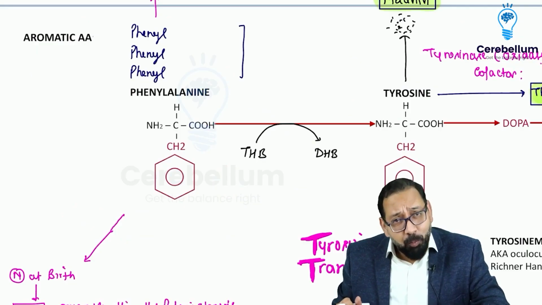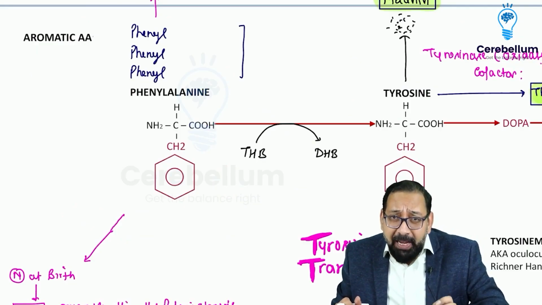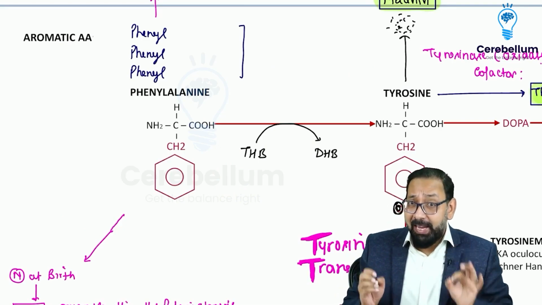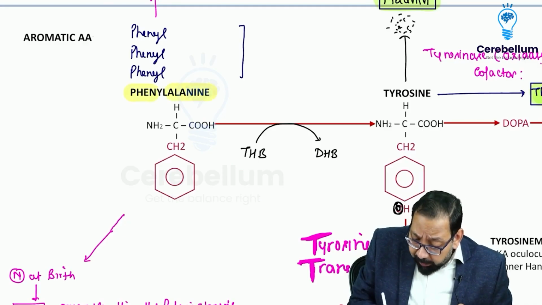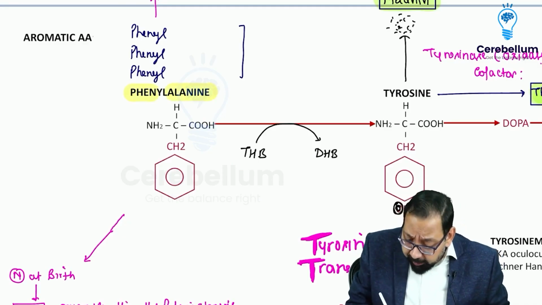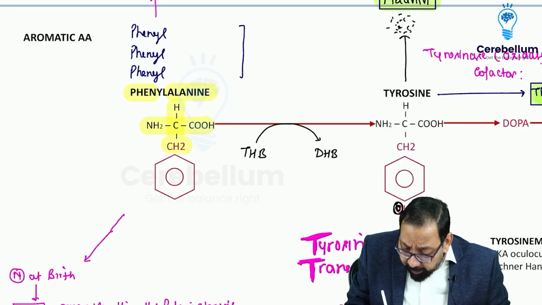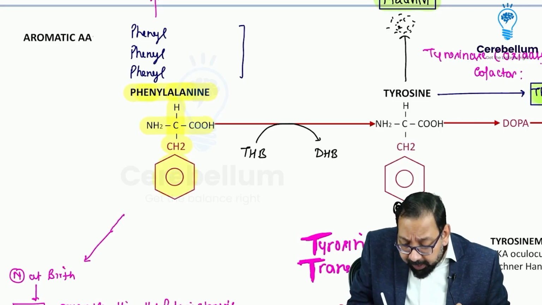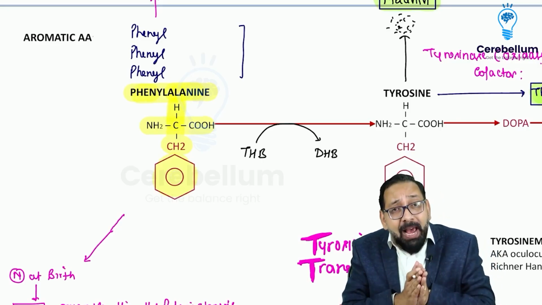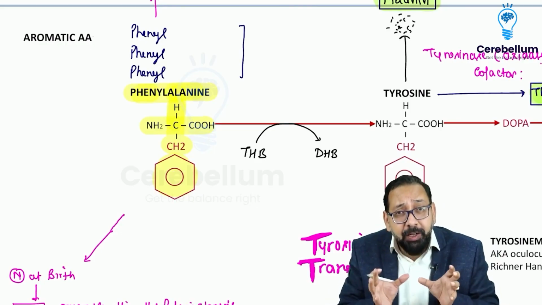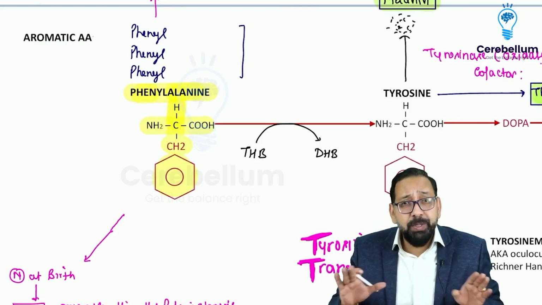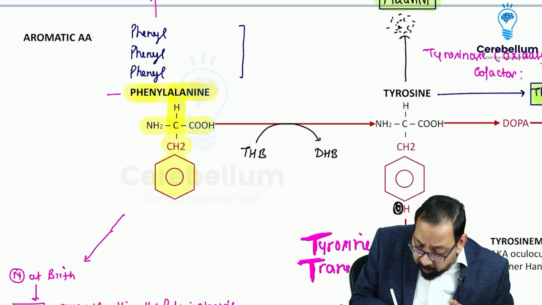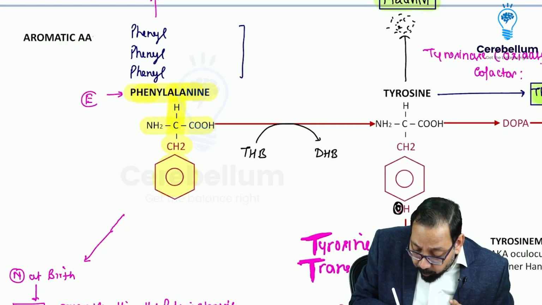Now we come to the aromatic amino acids: phenylalanine, tyrosine, and tryptophan. First, we start with phenylalanine. We know the structure of alanine. If I join a benzene ring to alanine, that is phenylalanine. So phenylalanine has this benzene ring, which is a large ring and cannot be synthesized in our body. So phenylalanine is an essential amino acid.